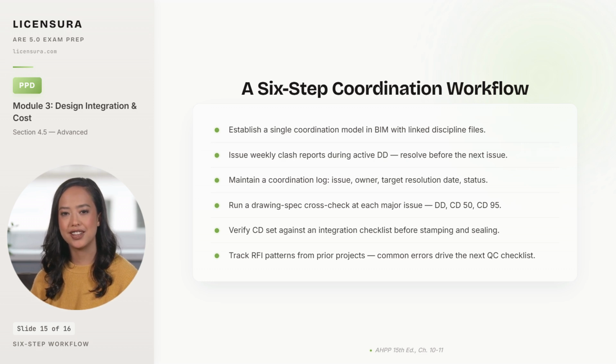Fourth, run a dedicated drawing spec cross-check at each major issue milestone: DD issue, CD 50%, CD 95%. Because the conflicts between drawings and specs only show up when you compare them, and the architect is the only party with both sets in hand.